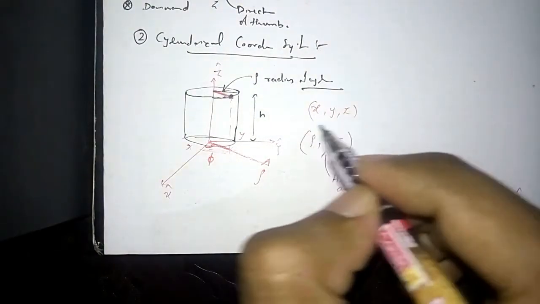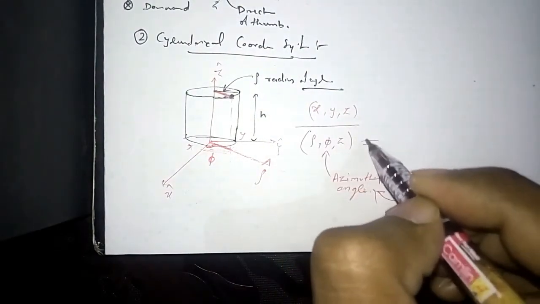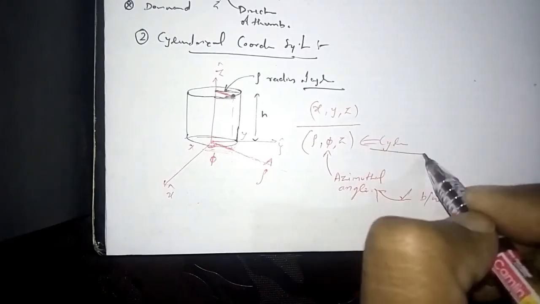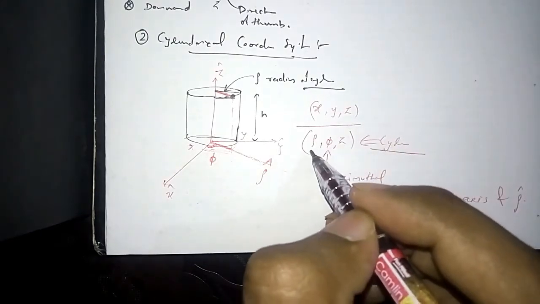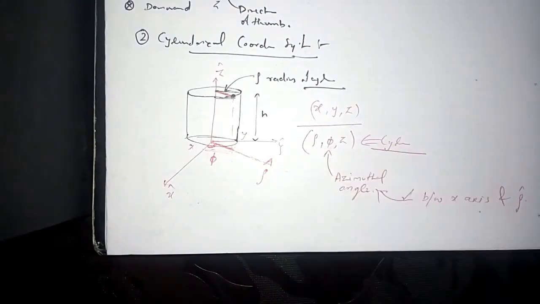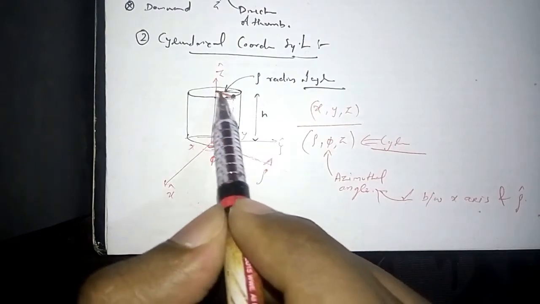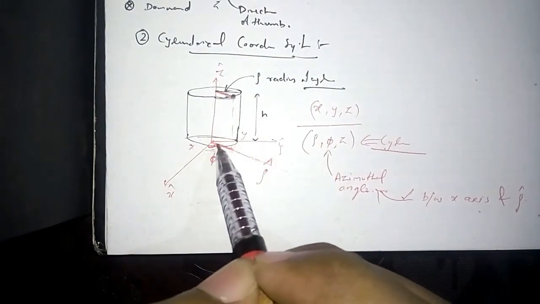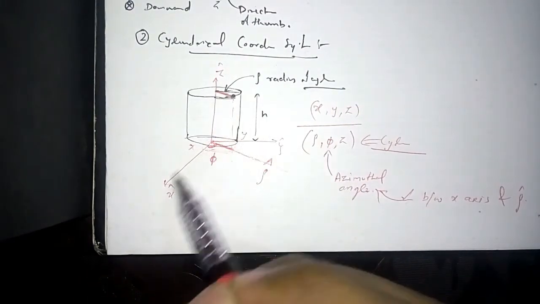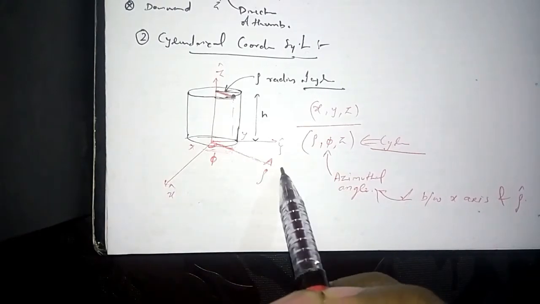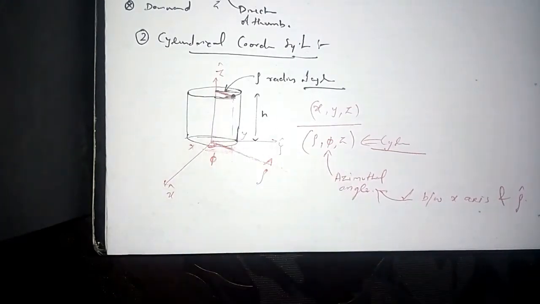So in cylindrical coordinate, we represent a point as R, phi, Z. R is the radius of the cylinder, phi is the angle between x-axis and R cap, and Z is the height of the cylinder.